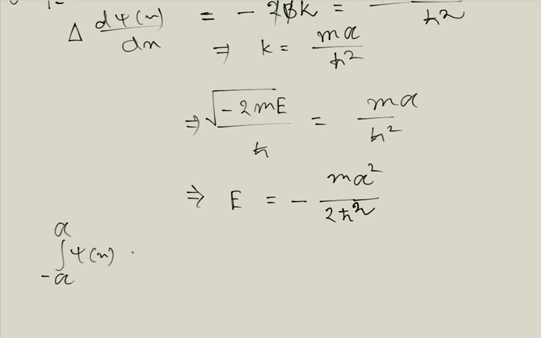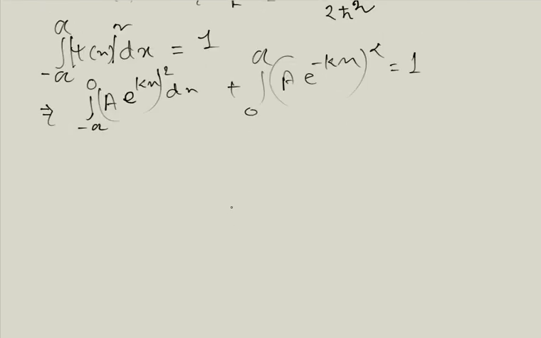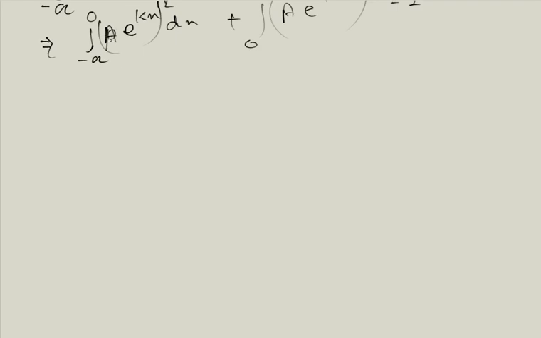And one more thing remains: we have to normalize psi of x. The psi of x, the wave function, should be square integrable from the definition, and the integral of its square from minus infinity to plus infinity should equal 1. From minus infinity to 0, it is b e to the power kx squared dx, and from 0 to infinity, b e to the power minus kx squared, equals 1. What will we get from here is that, not a, it was b here, b square is equal to k, so b will be equal to root over k.